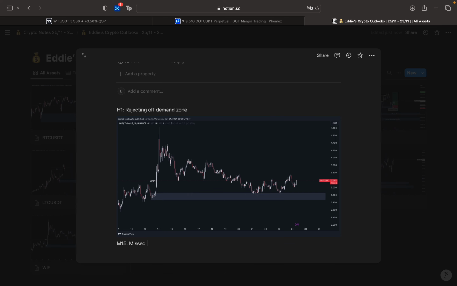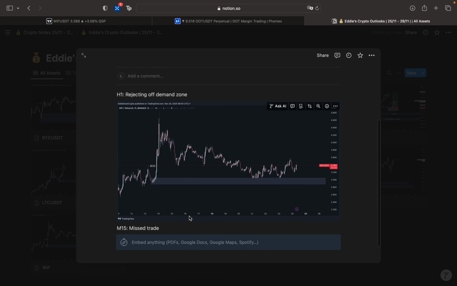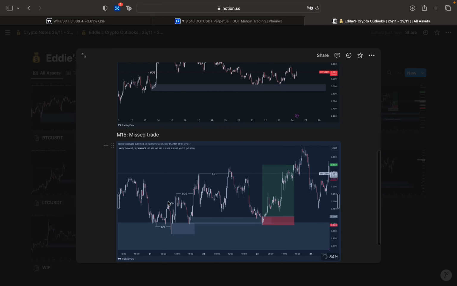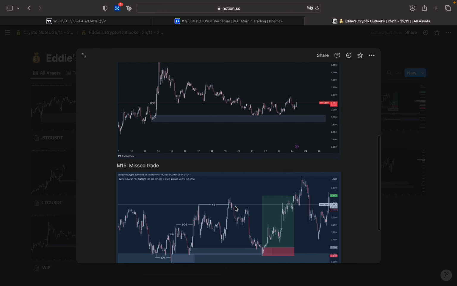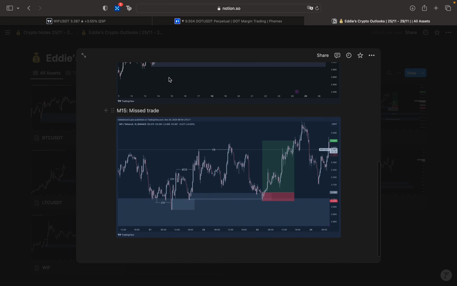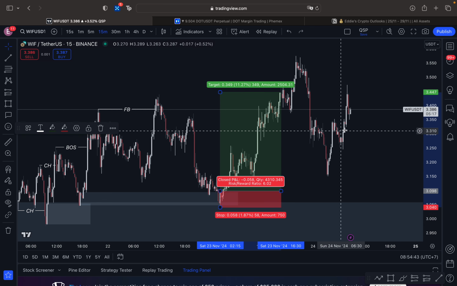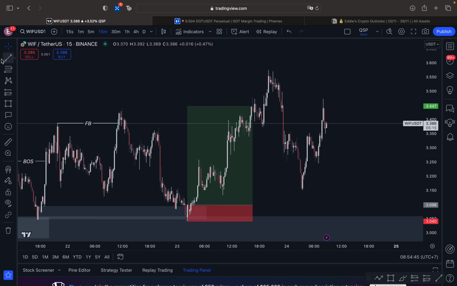M15 missed trade. Guys, the most important trades you want to take are these confirmation trades, like these structural confirmations, because they're just giving you extra structure aligning with the high time frame. So that's the M15 missed trade we could have taken. 1 to 6 would have been beautiful. And then what happened again?